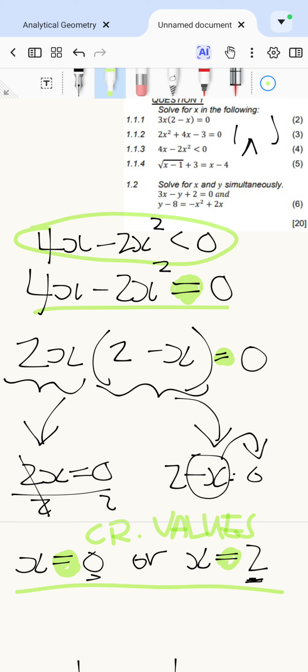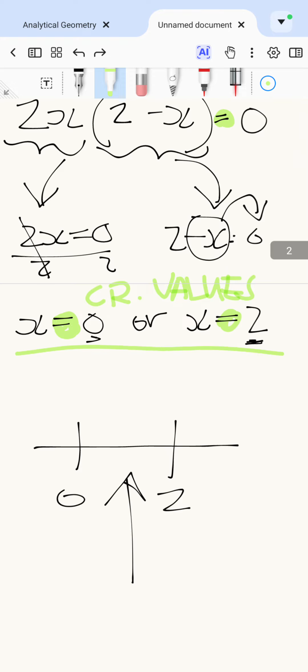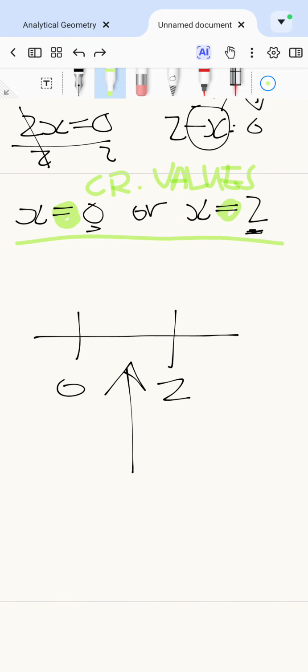So 4 times 1 is still 4, minus 2 times 1 is 2. So 4 minus 2 is 2. If I put a 1 in, then my left hand side is 2. So is 2 smaller than 0? No, that's not true. So what does that mean for me? That means when I tested a value on the inside, when I tested a 1 that was inside, it did not work. So inside does not work. So outside should work. Let's go test.